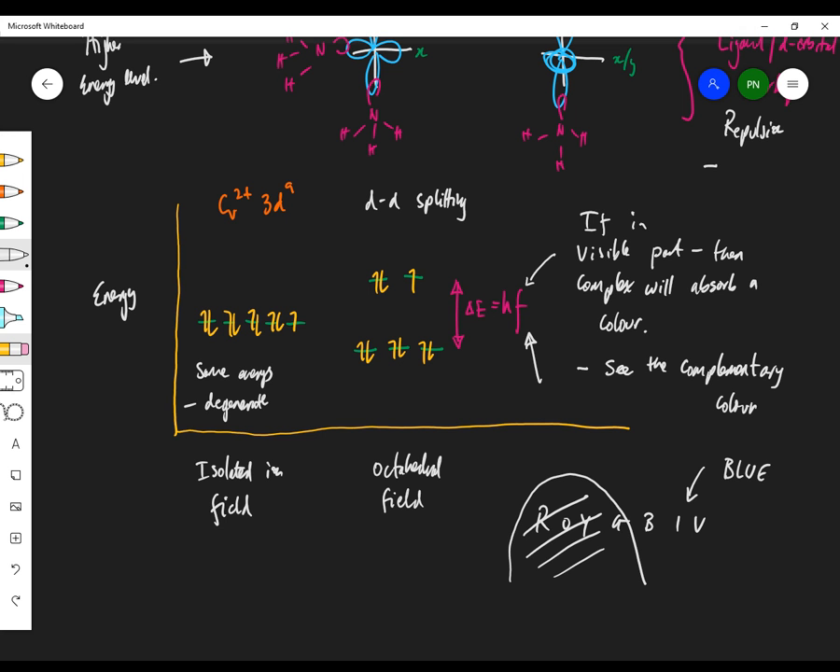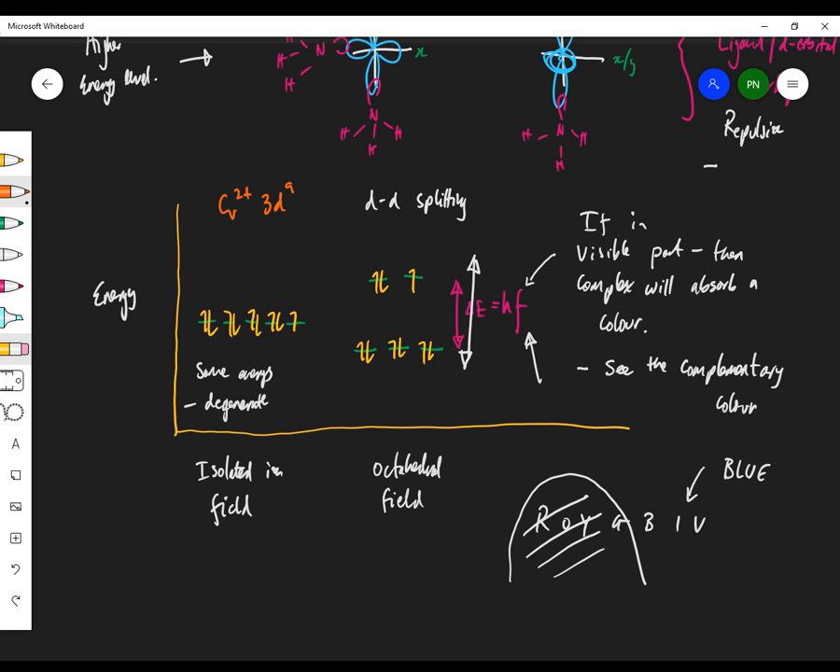Now different ligands change this energy gap. This energy gap can get bigger and smaller, and if it gets bigger, it will absorb more in the blue end, because the frequency of absorption will be higher, and so we'll see a more reddy color.